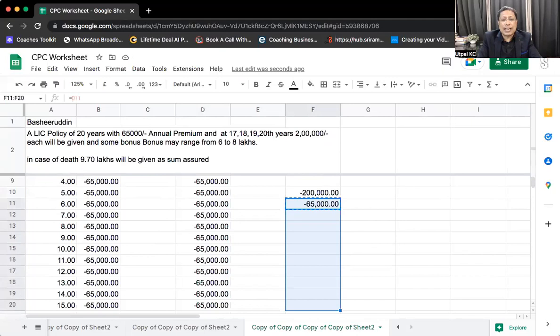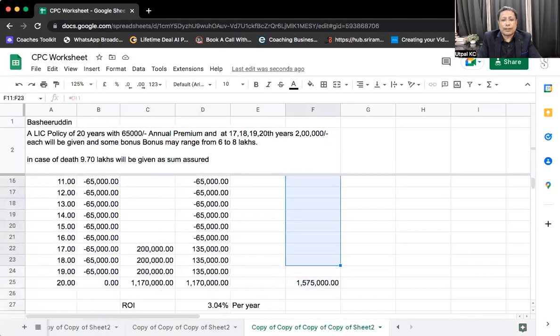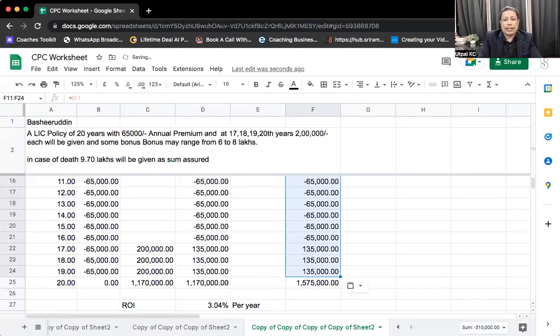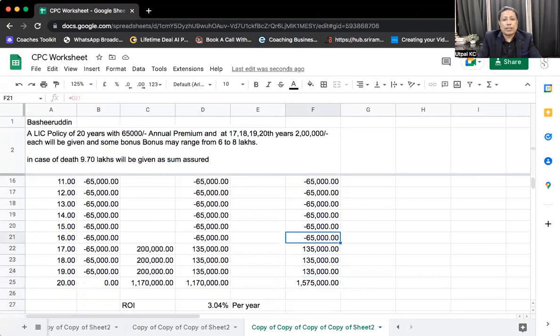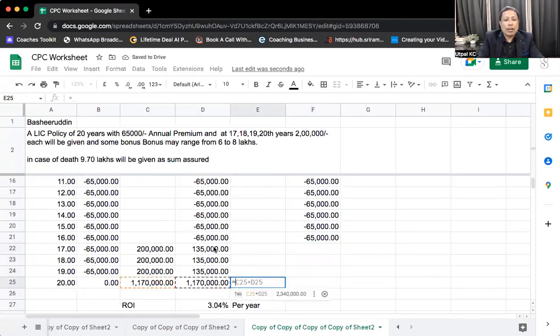Now you will be investing this 65,000 at 12%. For how many years? For another this many years. Oh, sorry, just a moment. Till this many years. 1575 is here. Roughly, I'm taking it here. I'm doing a rough calculation, because my exact calculation will take a lot of time and I'll have to make you understand so many things.